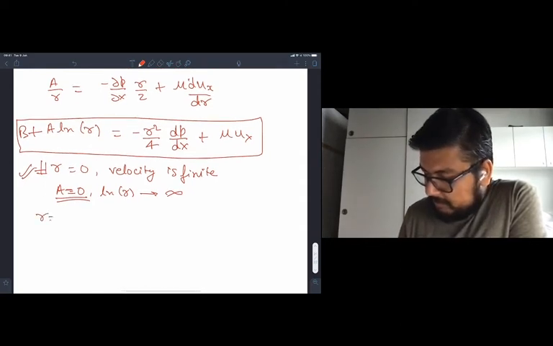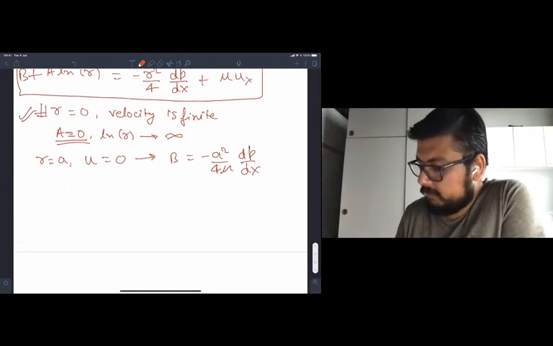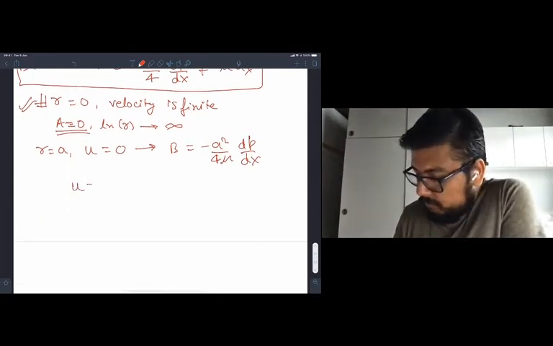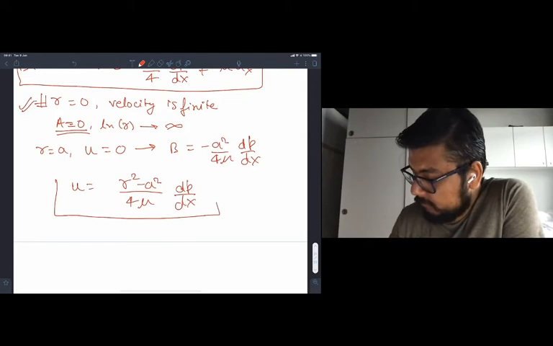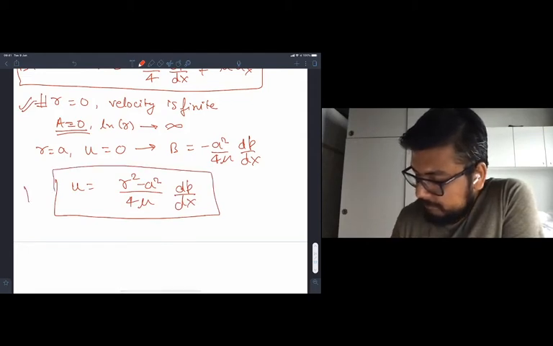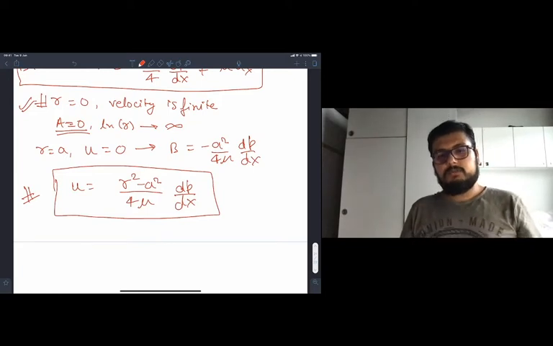The second one is that at r equals a, u is equal to 0, and this will give me that B is equal to minus a square by 4 mu dp by dx. And once we plug this in, then we get u is equal to (r square minus a square) by 4 mu dp by dx. So now we have another solution to the Navier-Stokes equation.